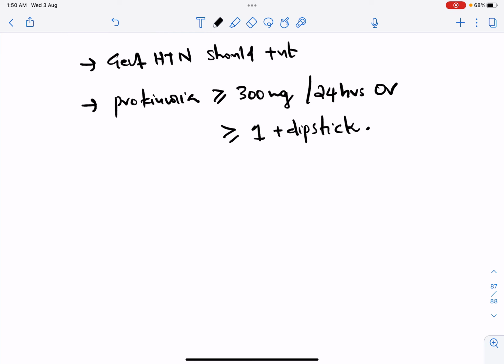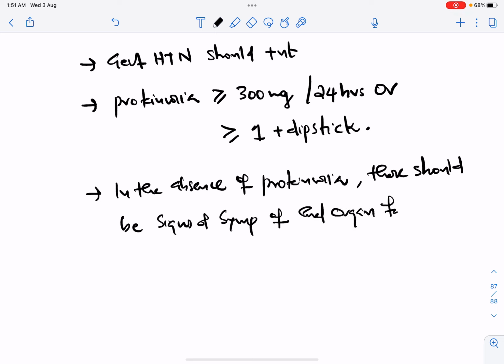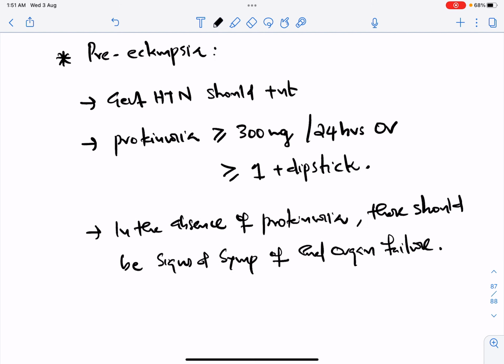Gestational hypertension without proteinuria can also be preeclampsia. Okay, in the absence of proteinuria, if there are signs and symptoms of end organ failure, then also it is called preeclampsia. So preeclampsia can happen without proteinuria also.